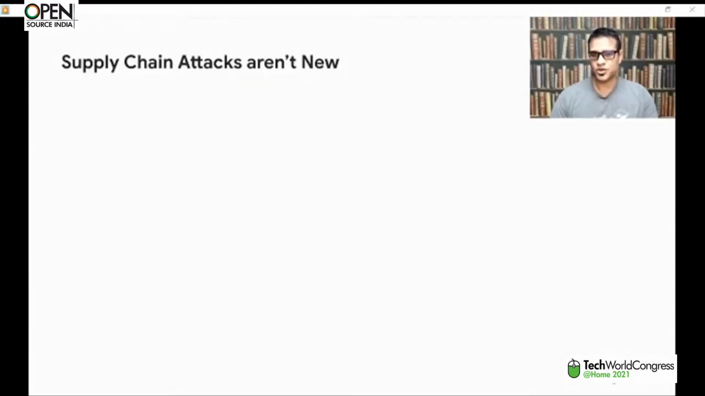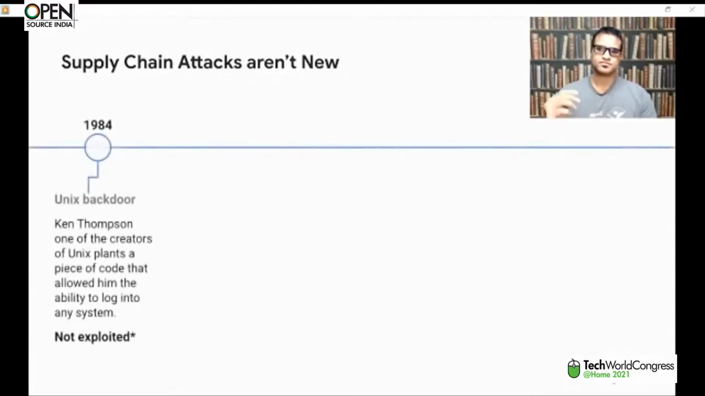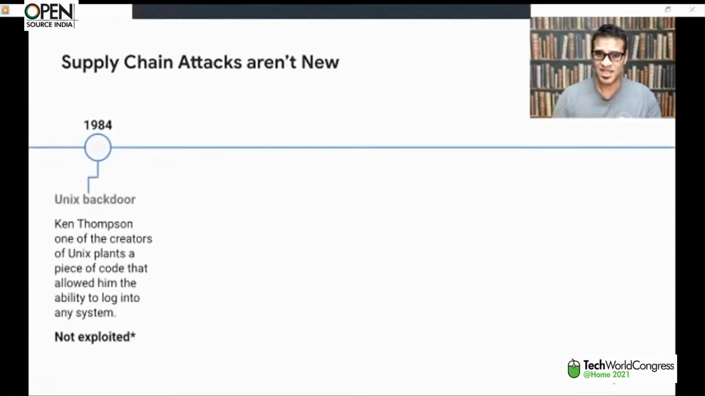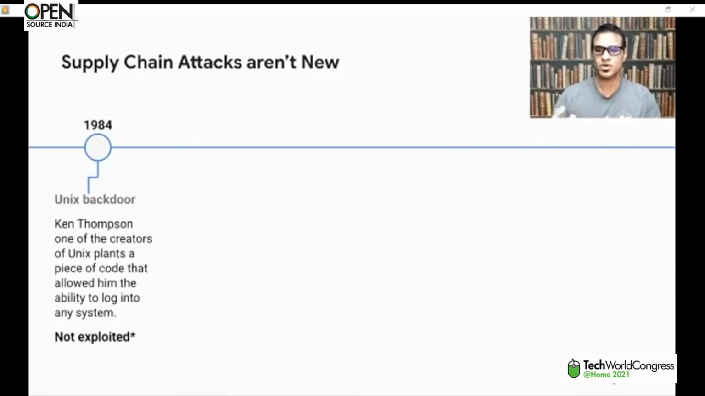Supply chain attacks are definitely not new. Let's take a look at some of the attacks that we have seen in the wild in the past. In 1984, Ken Thompson planted a piece of code in Unix which created a backdoor. This was not a malicious intent, but he did this to prove a point of how one could introduce bad code and compromise a system. The hack was never exploited.